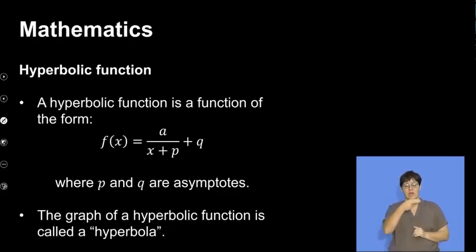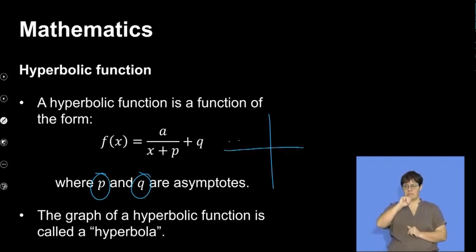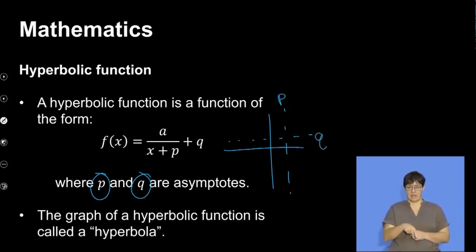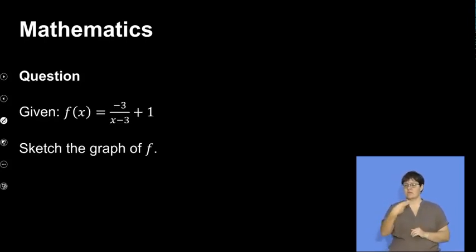Now, a hyperbolic function, as we can remember, is a function of the form f of x is equal to a over x plus p, plus q, and we know that the p and the q are the asymptotes of the graph, which are normally shown using a dotted line like this, right? The p is the vertical one and the q is the horizontal one. And this graph is normally called a hyperbola. Now, the very first question will be to sketch this particular graph, right?